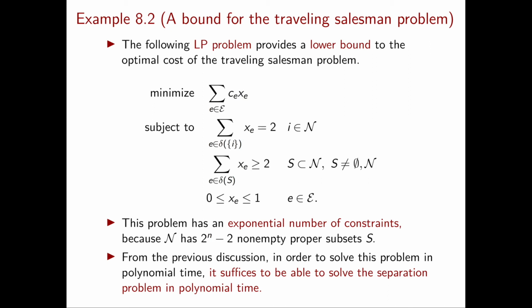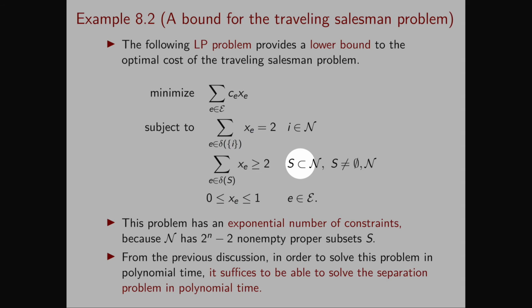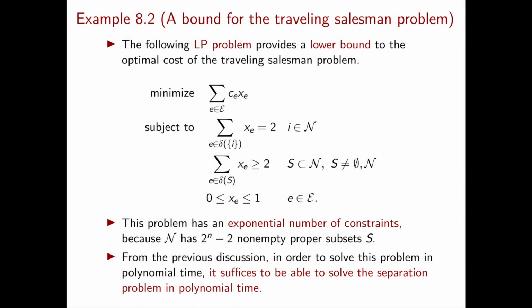Of course, this linear programming problem will not solve the traveling salesman problem. However, solving this linear programming problem provides a lower bound to the optimal cost of the traveling salesman problem. Now note that this linear programming problem has exponentially many constraints. In fact, in our second set of constraints, we have a constraint essentially for every subset of n, and this number is 2 to the n.